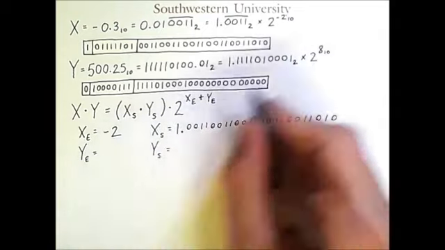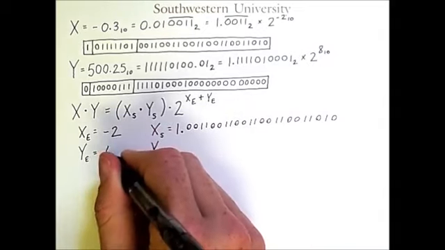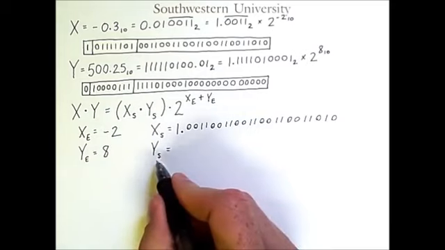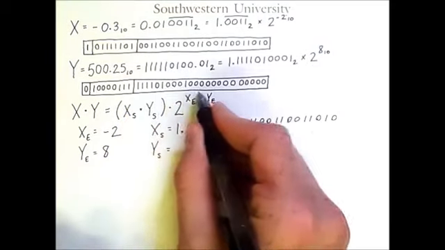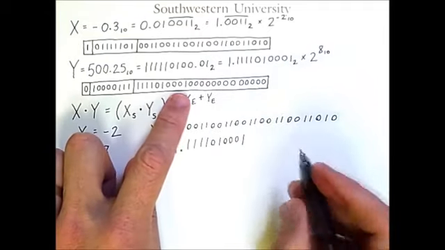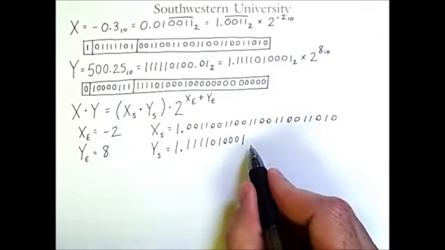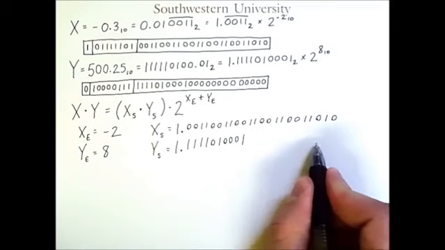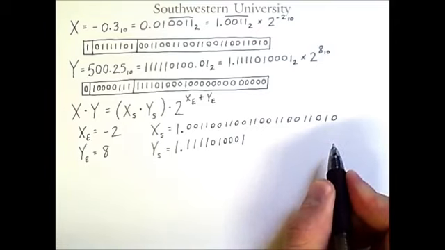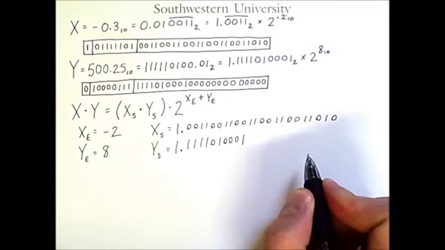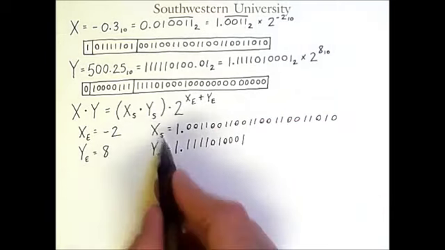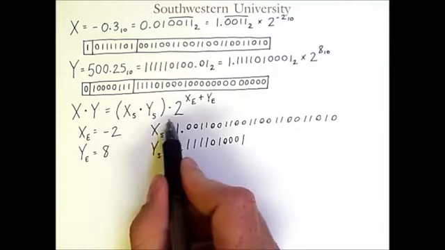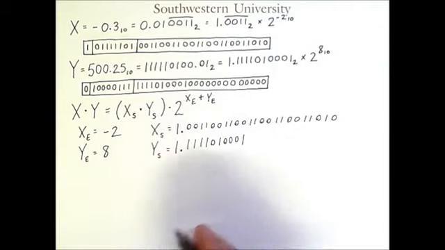So y's exponent is simply 8, and y's significand is a 1 point followed by this sequence. Now I'm going to leave out the trailing zeros because we don't need them. They're simply padding the right-hand side of this. So given these values, we can plug them into this and find out what the result is.